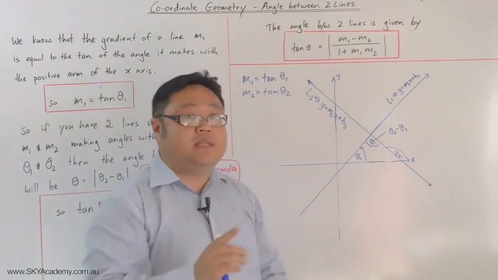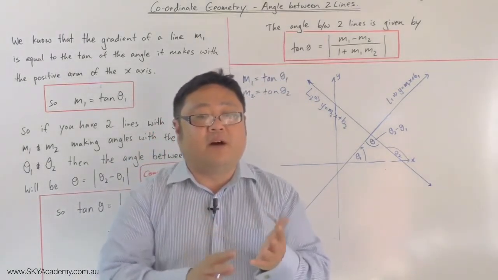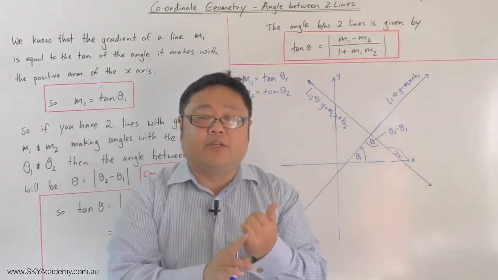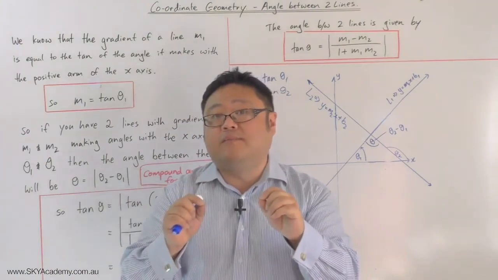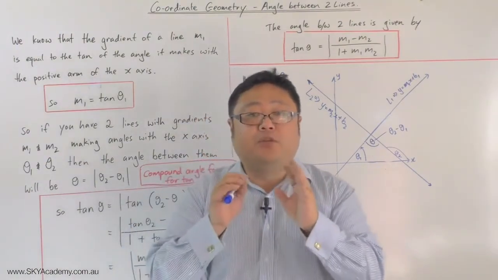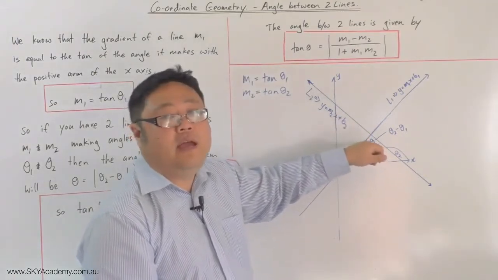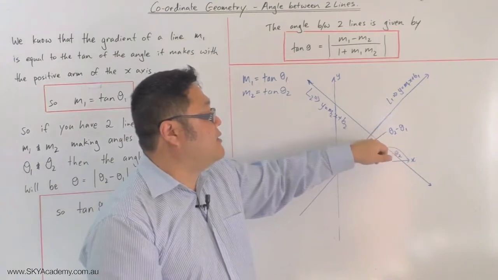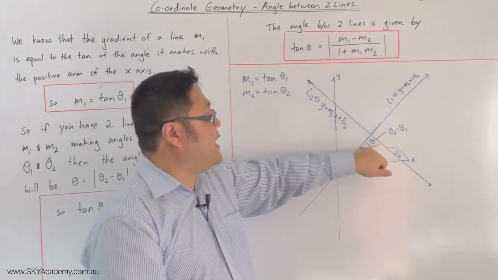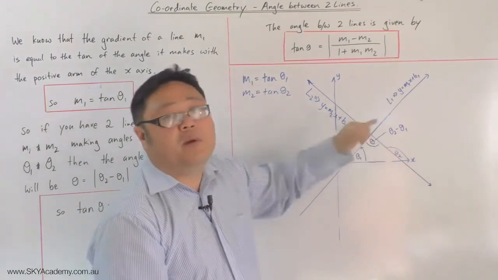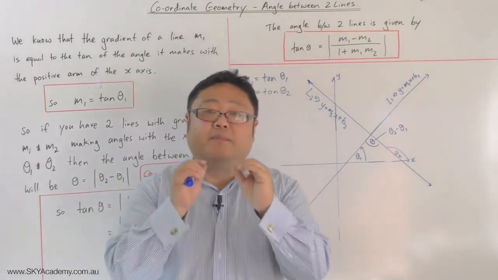Now, I will just say this, because sometimes the question might ask you, instead of finding the acute angle between two lines, for the obtuse angle between two lines. Where they ask you for the obtuse angle, what you need to do is find the acute angle and subtract it from 180. So in other words, the obtuse angle might be this angle here. You work the acute angle out first, and then subtract from 180. Does that make sense?